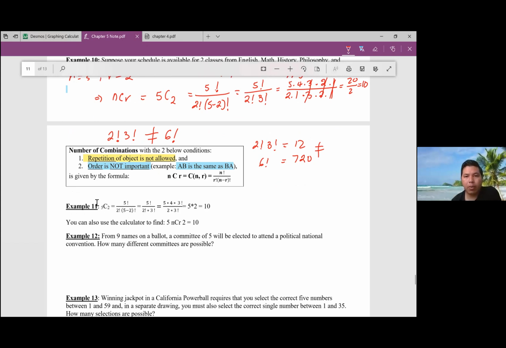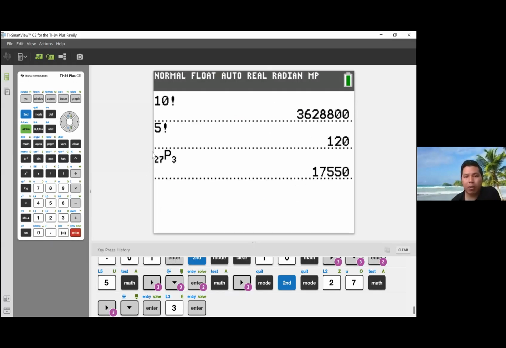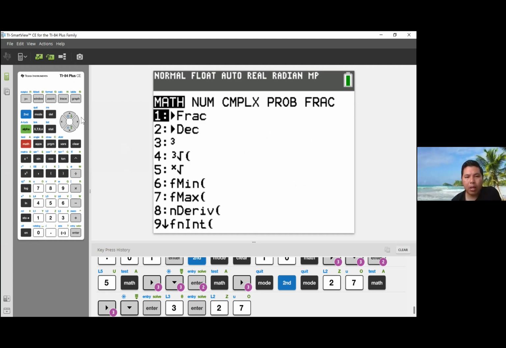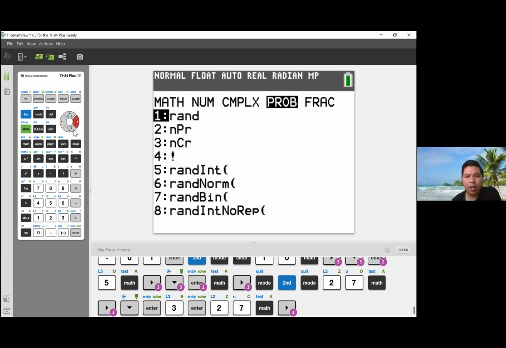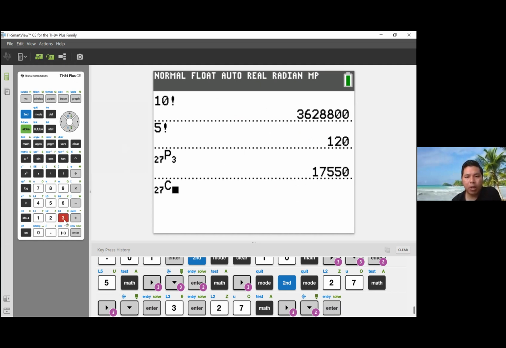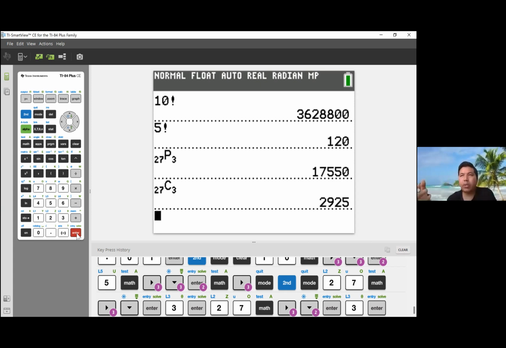So you can use the combinations option on the calculator. You can definitely do that too. For example, I want to select 27, hit math and go to probabilities, and then I go down to nCr and I just input 3, and there we go. So we have 2,925.